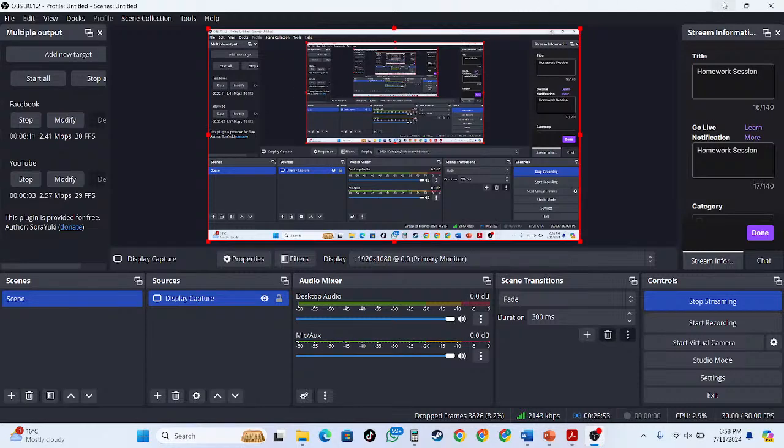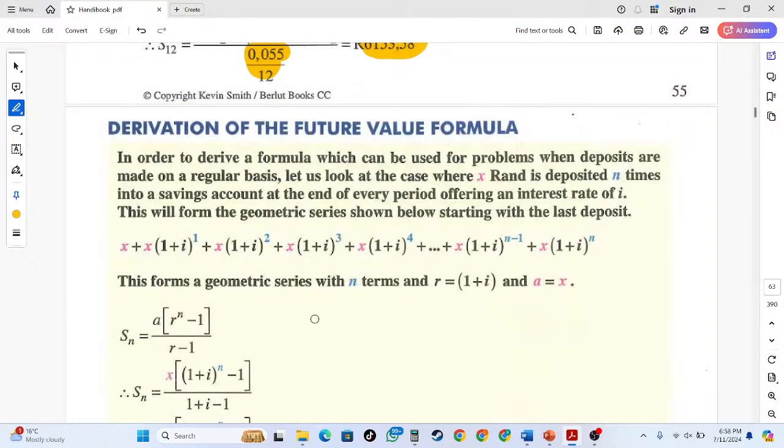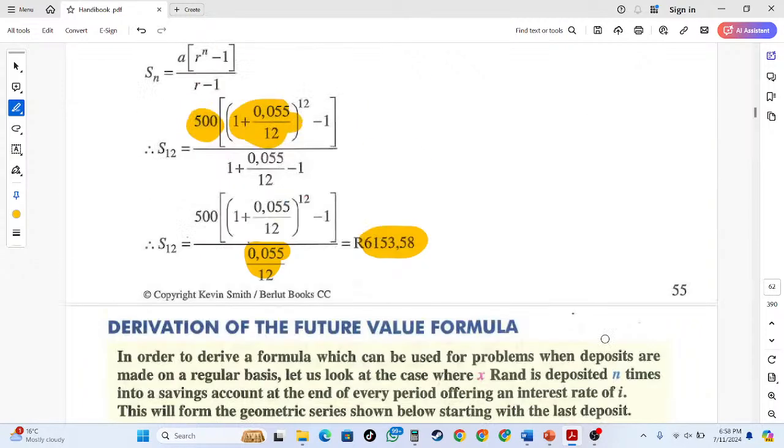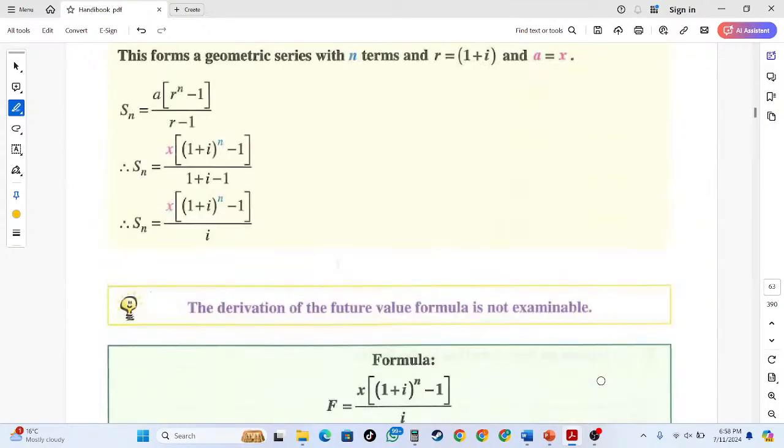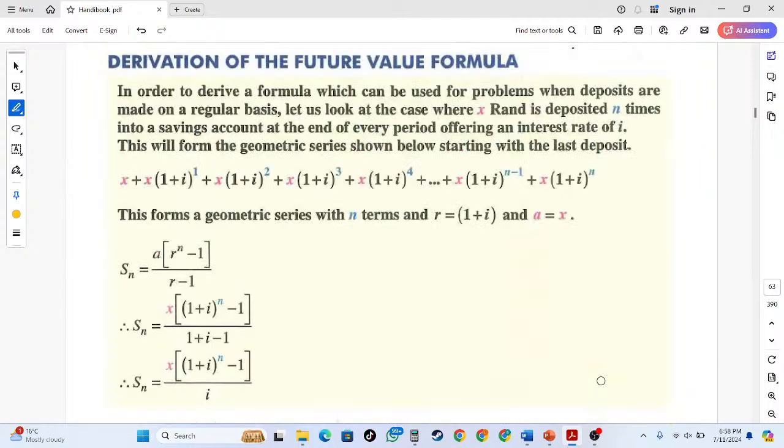I'm doing the same thing. Let's do the same thing. The first 500 rand, similar to this one, similar to what we did. Let X be the first 500 rand. There it is.